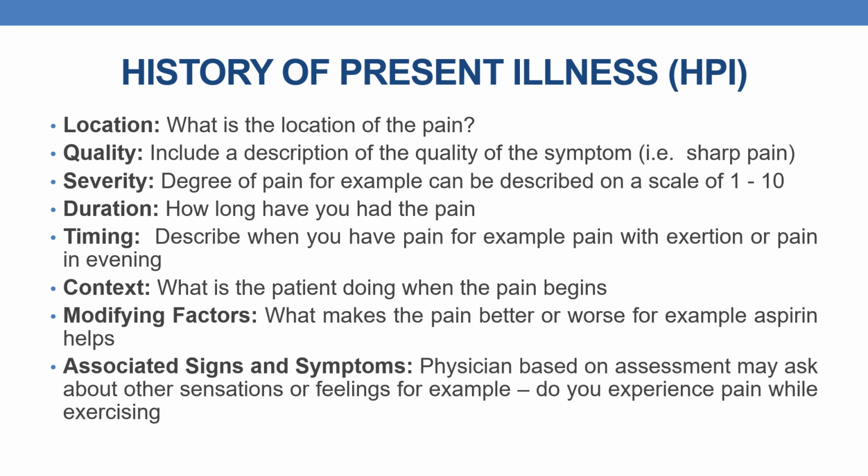Based on assessment, the physician may ask about other sensations or feelings. For example, asking the patient, do you experience pain while exercising? Associated signs and symptoms with a particular illness are the associated signs and symptoms. So these are the 8 elements of HPI, which are very important in determining the type of HPI. What are they? Location, quality, severity, duration, timing, context, modifying factor, and associated signs and symptoms.